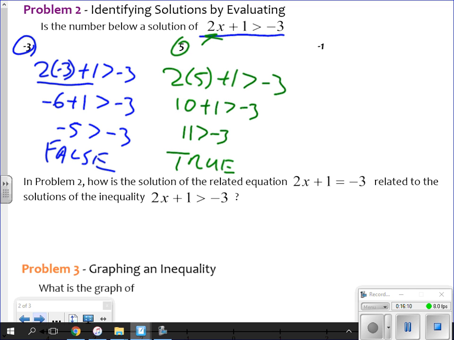What about the last one? Two times negative 1 plus 1 is greater than negative 3. 2 times negative 1, that should be easy. Negative 2 plus 1 is greater than negative 3. What is negative 2 plus 1? Negative 1. So I get negative 1 is greater than negative 3. Is negative 1 larger than negative 3? Yes, it is. Good. So this is also true.